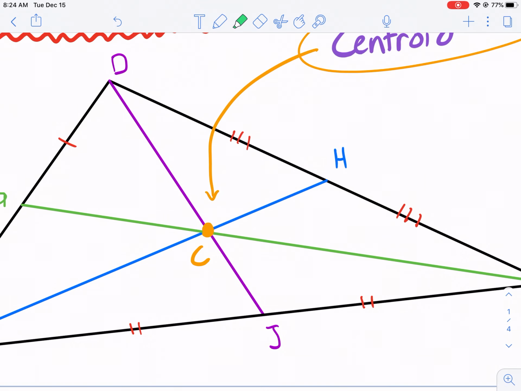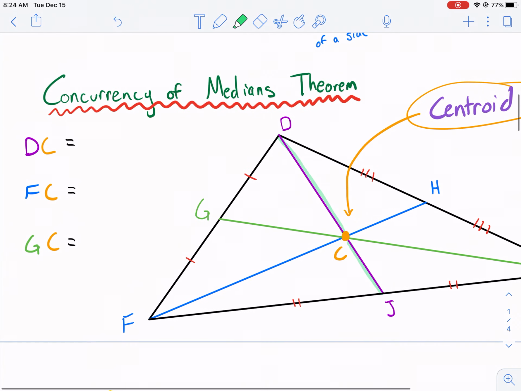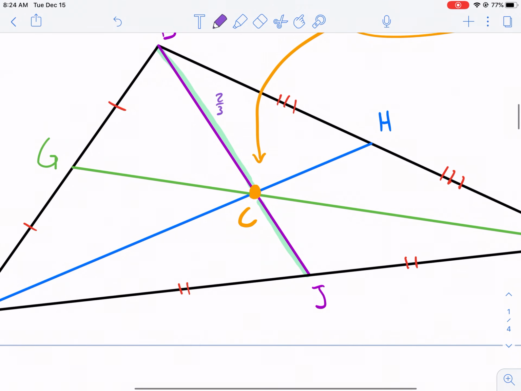So once you look at it first, see if you can notice, is this centroid halfway between D and J? No, it's not. Where is C in relation to D and J? It happens that it's 2/3. So DC is 2/3 of the whole length, which is DJ. So whatever you find for DJ, your full length there, you multiply that by 2/3 and you get DC, okay? Now, so that's 2/3. I want to write that. And what does that make CJ?